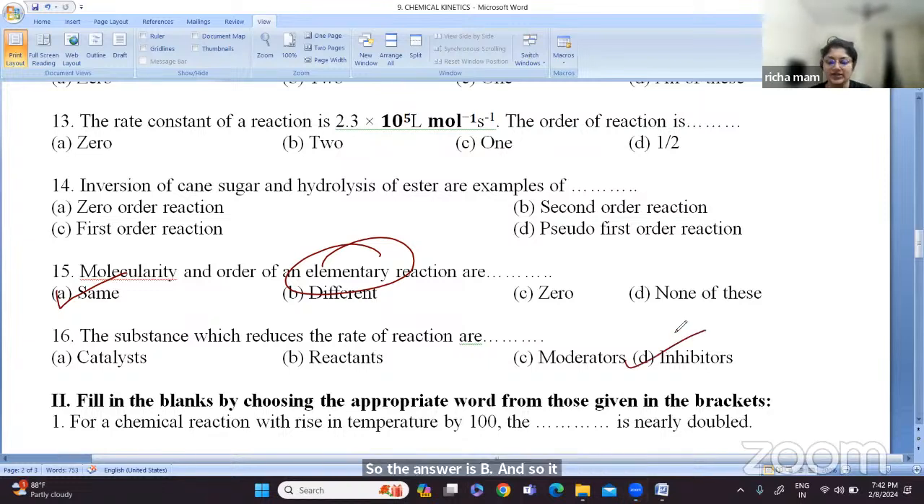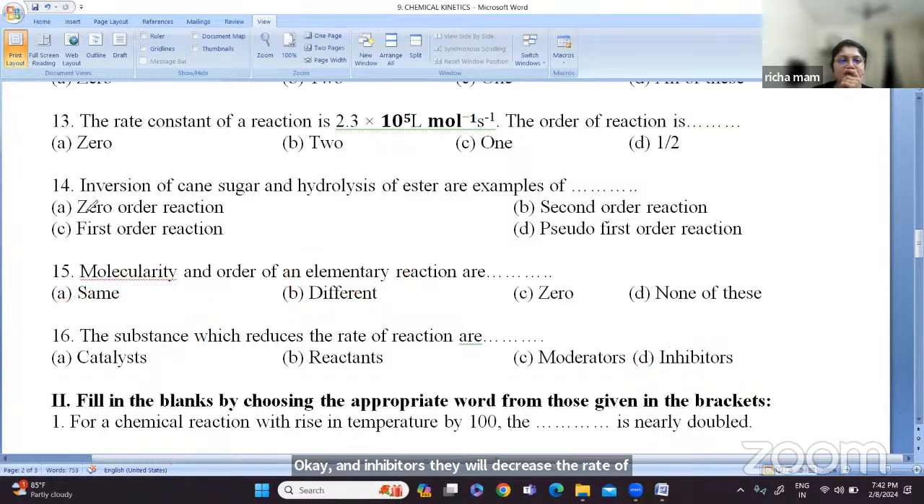Okay. So a reaction inhibitor is nothing but a substance which decreases the rate or prevents any chemical reaction. And the other, the catalyst. What is the role of catalyst? The catalyst increases the rate of reaction. And inhibitors, they will decrease the rate of reaction.